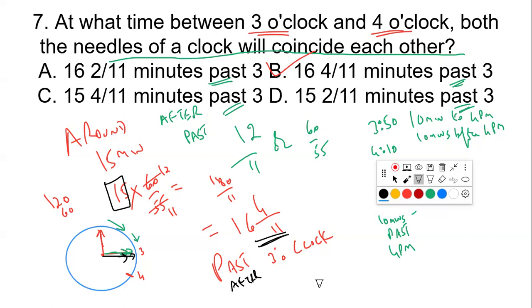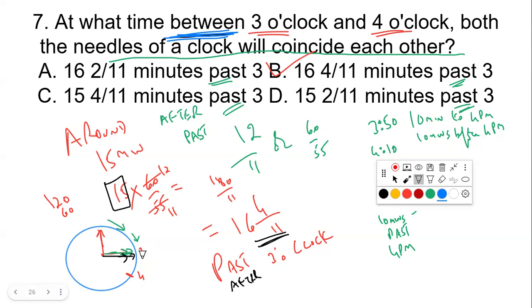At 4 o'clock also the hands will coincide, sir. So why can we not consider 4 o'clock? No, no. He is asking when the coincidence happens between 3 and 4, and every 1 hour, only one coincidence will happen. The hands will be one over the other once in every 1 hour.